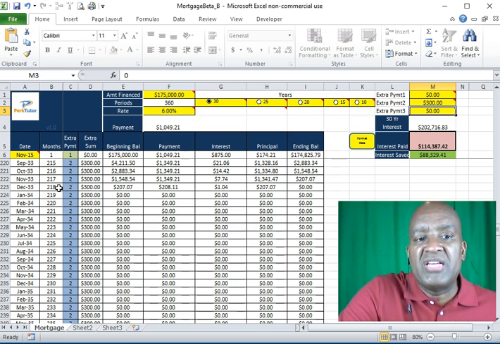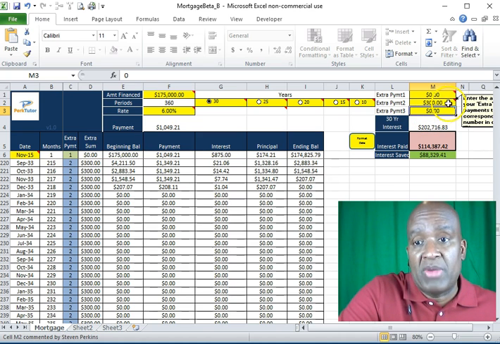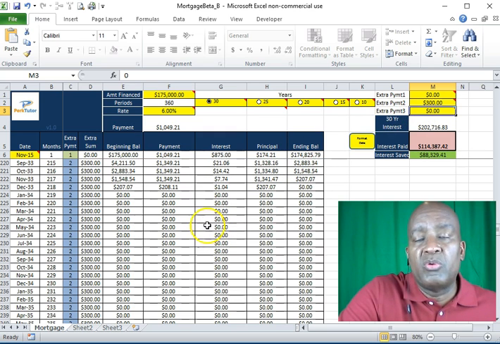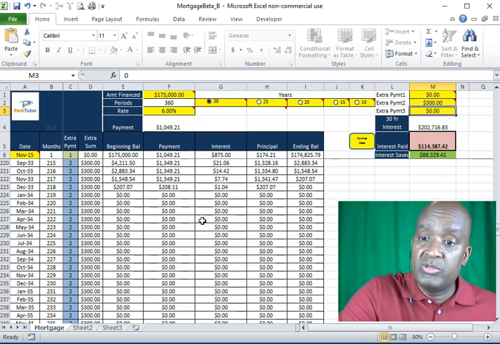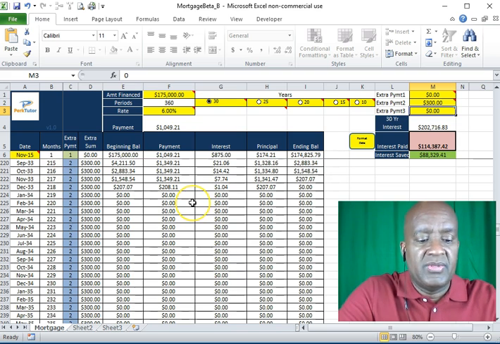So if starting next month on a mortgage that was established a year ago, November 2015, we make $300 extra payments to the principal over the remaining life of the loan, we shave 12 years off of that 30-year mortgage. So now our total length of time in paying that mortgage is only 18 years. Pretty good, huh, folks?